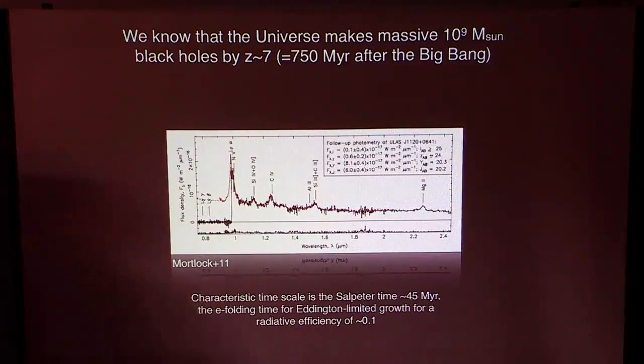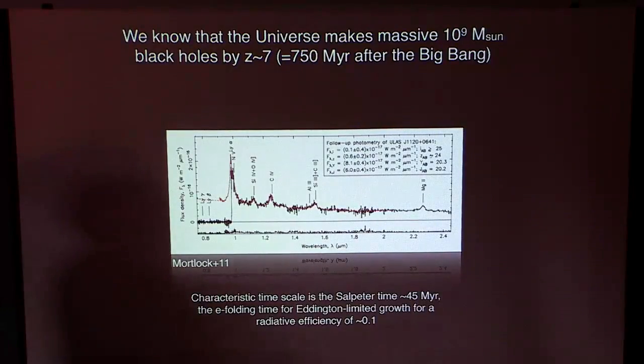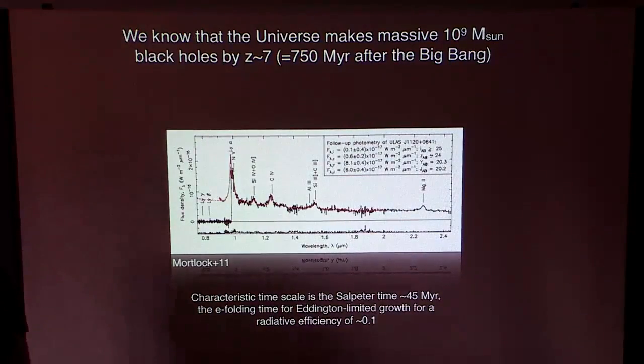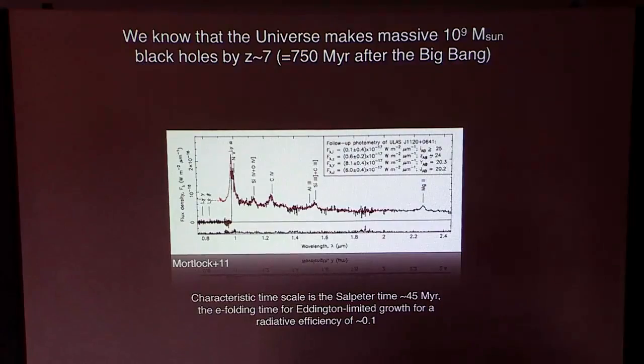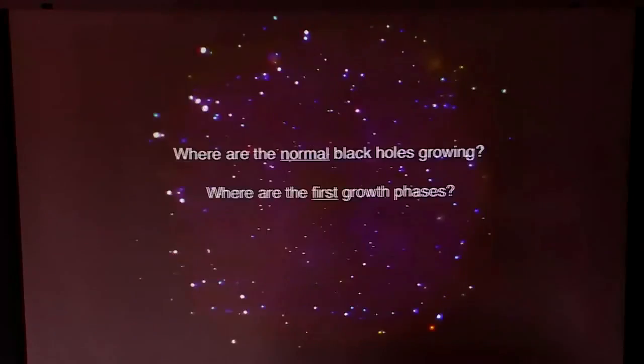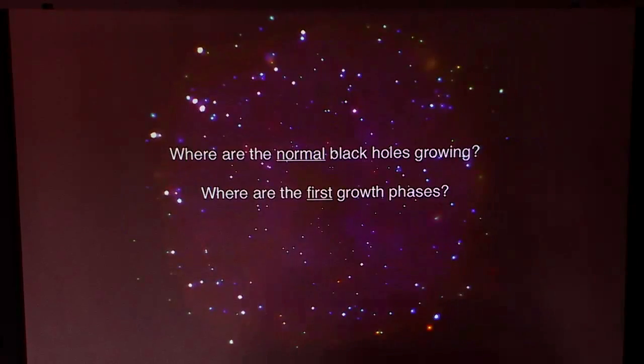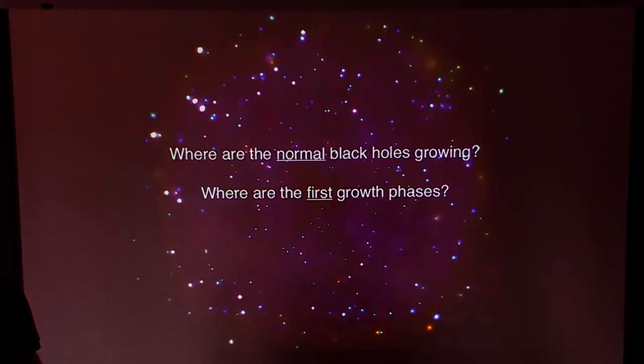The question of what is the observational signature of the first phases of black hole growth is something we don't really know, and I'll get to why this is actually tricky to figure out. I could comment that even at redshift 5, there are some quasars that don't even look like that. Yeah, very strange lines.